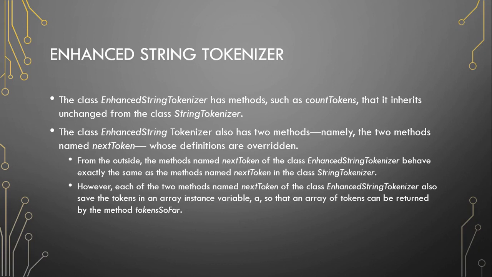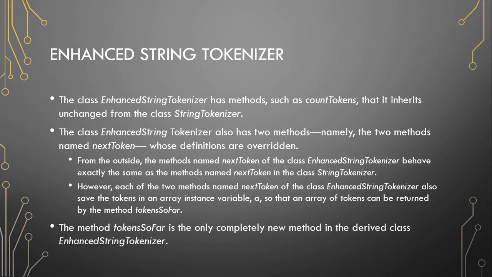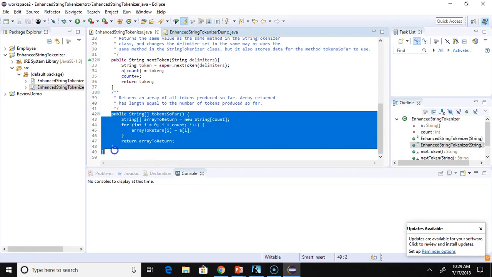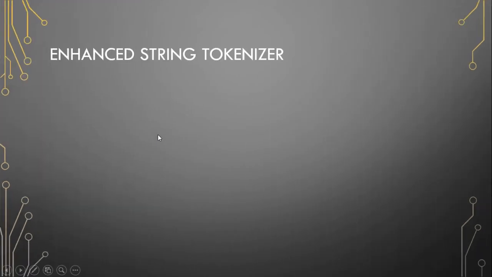From the outside, the methods named nextToken of the class enhanced string tokenizer behave exactly the same as the methods named nextToken in the class string tokenizer. So just from calling them, they function exactly the same using nextToken. However, each of the 2 methods named nextToken of the class enhanced string tokenizer also save the tokens in an array instance variable A so that the array of tokens can be returned by the method token so far. The method token so far is completely a new method in the derived class. And that right here is what we just saw. It's this one right here.